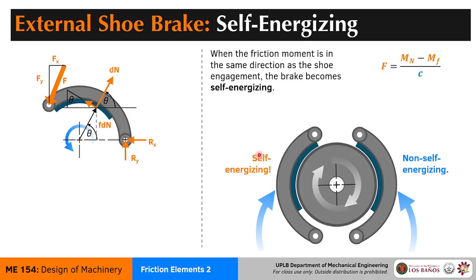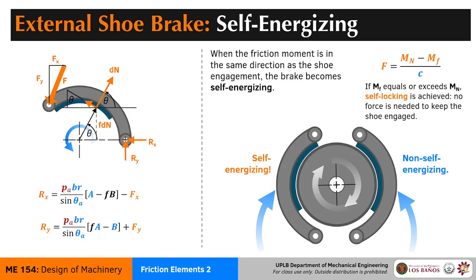It needs a lot less force to exert the torque that you need. And since this is a different kind of configuration, the hinge reactions will also be different. So these reaction forces here are applicable only to the self-energizing brake, and only if you assume that these are the positive directions of the reactions.